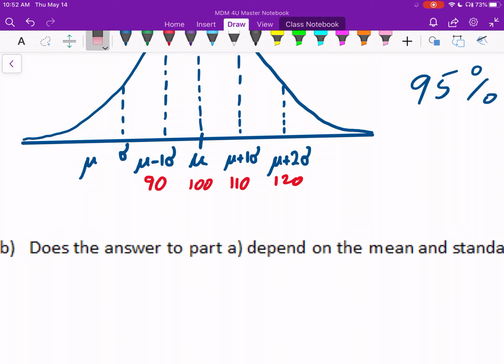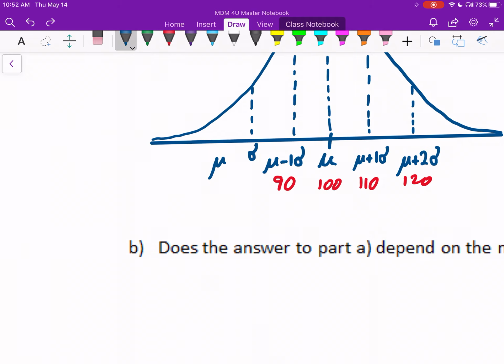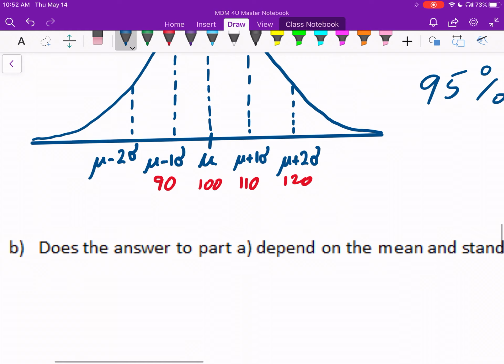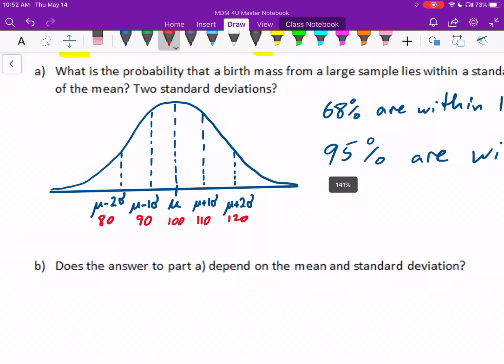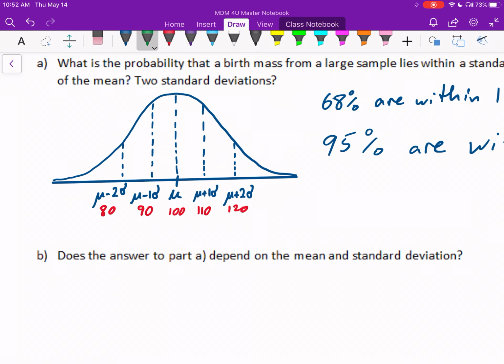And then if I want to add 2 standard deviations, well, it gets to 120 for adding. There should be a minus sign here. Nope. Try again. What have I done? Mu minus 2 standard deviations. There we go. So 100 minus 20 is 80. And so 95% of the guinea pigs are going to be between 80 grams and 120 grams.